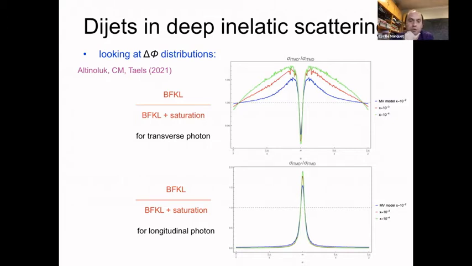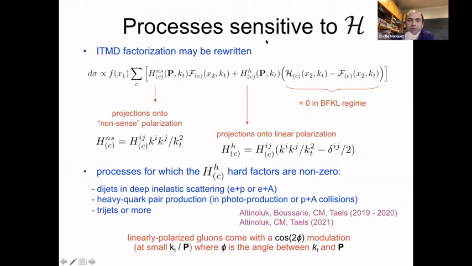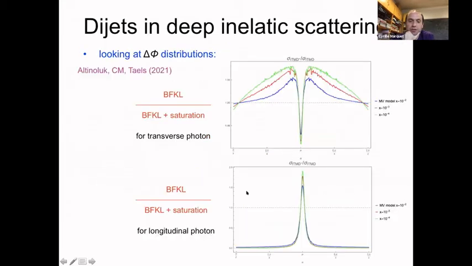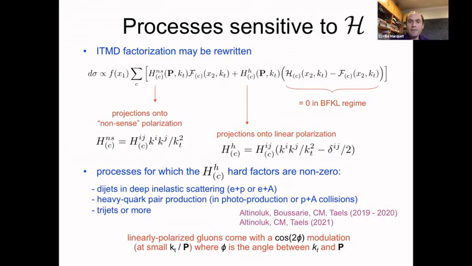However, for longitudinal photon, it's the complete opposite. For longitudinal photon producing two dijets, the second term in this equation is actually the dominant term. So if you do a BFKL calculation of dijets coming from longitudinally polarized photons, you are getting a wrong answer, because there is a huge contribution that comes from this term. And in fact, it's due to the fact that for this process, the nonsense hard factor is much, much smaller than the hard factor projecting onto linearly polarized.